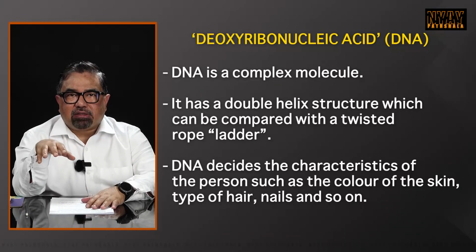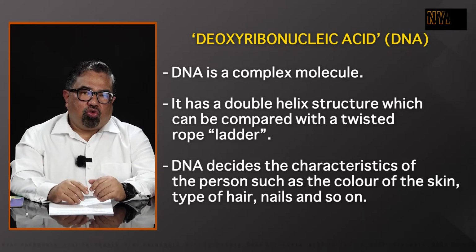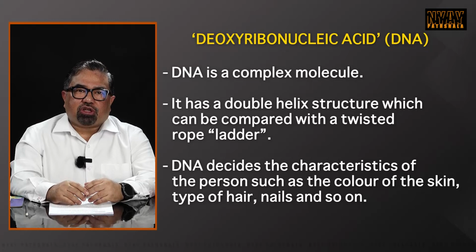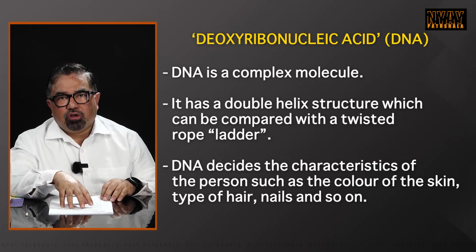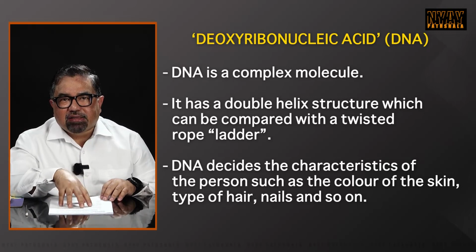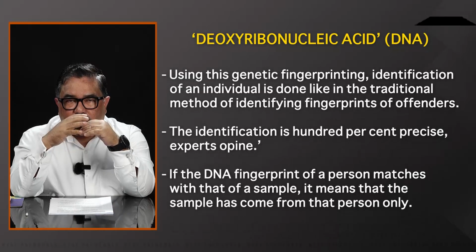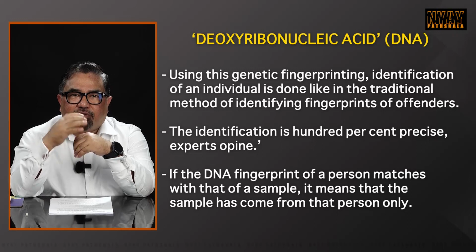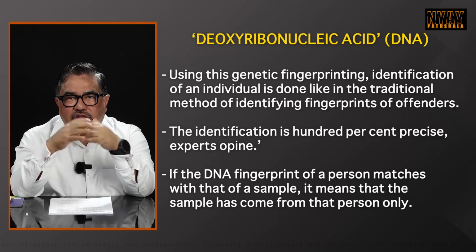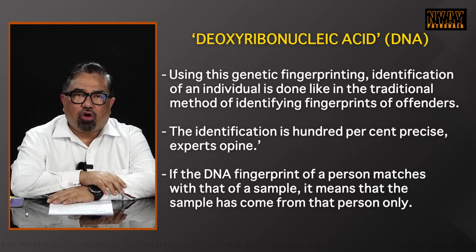In scientific parlance, DNA is a complex molecule which has a double helix structure which can be compared with a two-step rope ladder. But from the criminal law point of view, DNA is important because DNA decides the characteristics of the person, such as the color of the skin, type of hair, nails, and so on. And as lawyers, we use genetic fingerprinting for identification of an individual, which is done like the traditional method of identifying fingerprints of offenders.